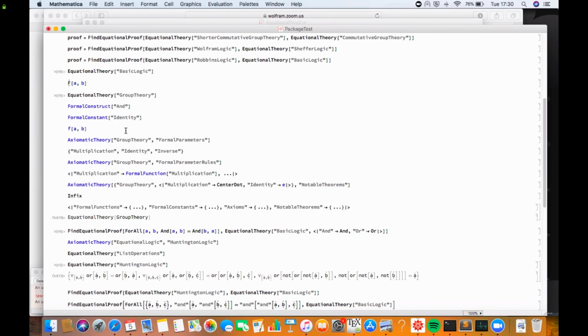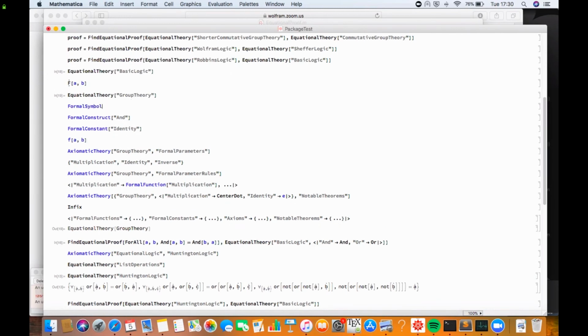Well, we need a name for this. What should we start off calling it? The possible names are formal symbol, which seems kind of silly, formal constant, which seems, the other thing we could call it is, what about axiomatic constant?